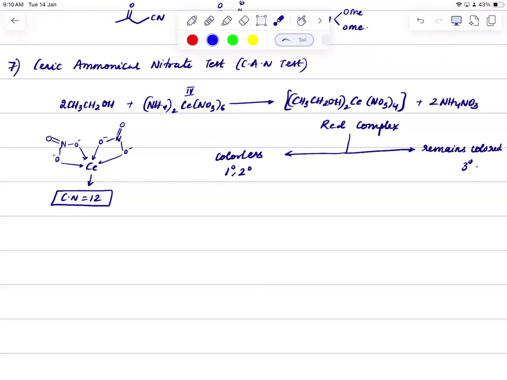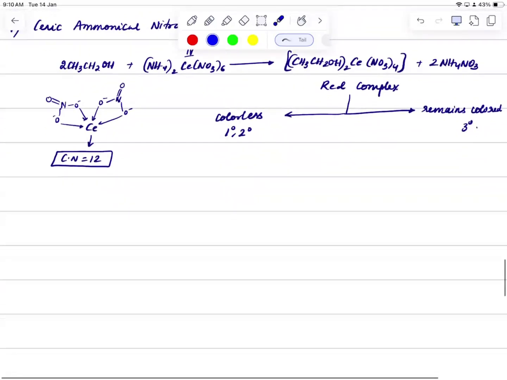Now this is particularly important. If the color is not lost, it is 3 degree, which means this test is positive for 1 degree, 2 degree, and 3 degree. All of them will give a positive test here. Except that if it is 1 degree or 2 degree, it will become colorless over time, and it will remain colored if it is 3 degree. Okay. Next.